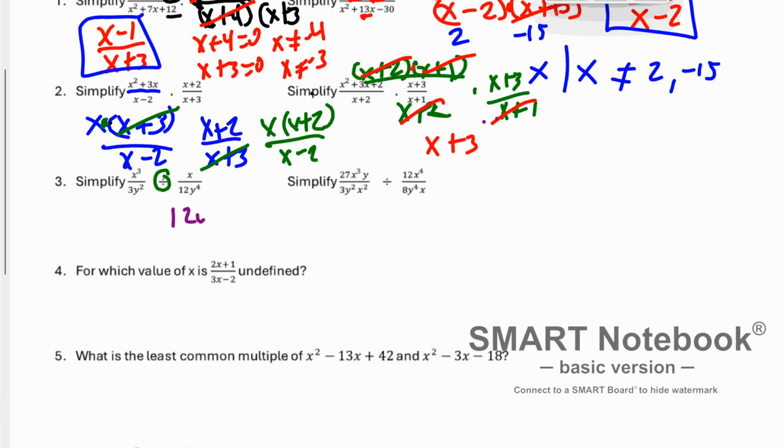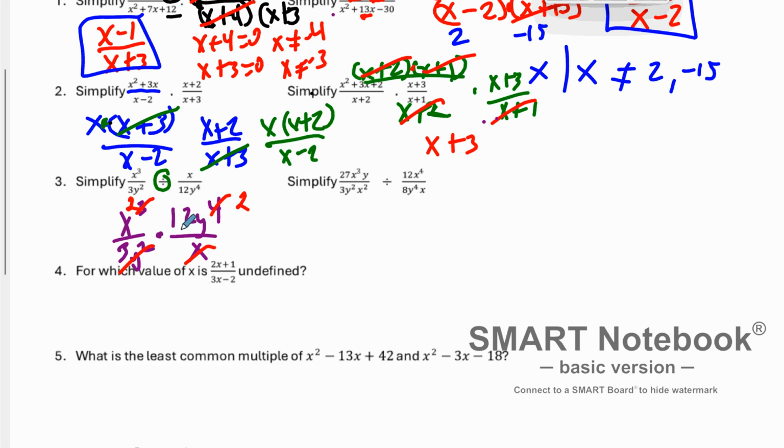So 12 over y to the 4th over x times, now I can times by x cubed over 3y squared. Since this is all multiplication, I get to cancel one of these x's and this x down here. So that means I'm left with x squared on top, and then I can cancel these two y's with two of these y's. So I get left with y squared.